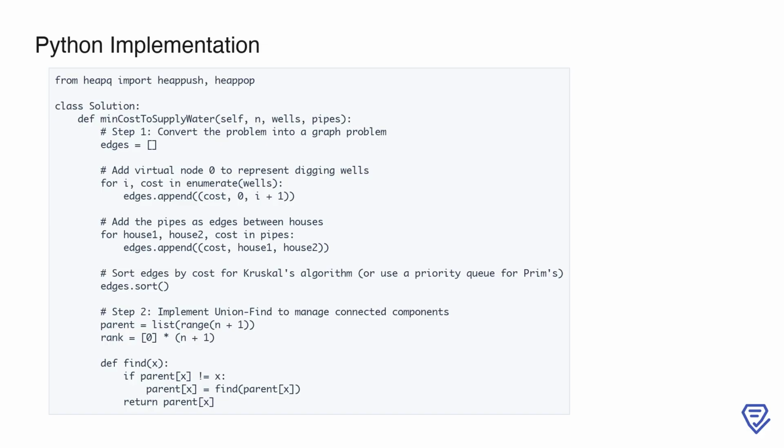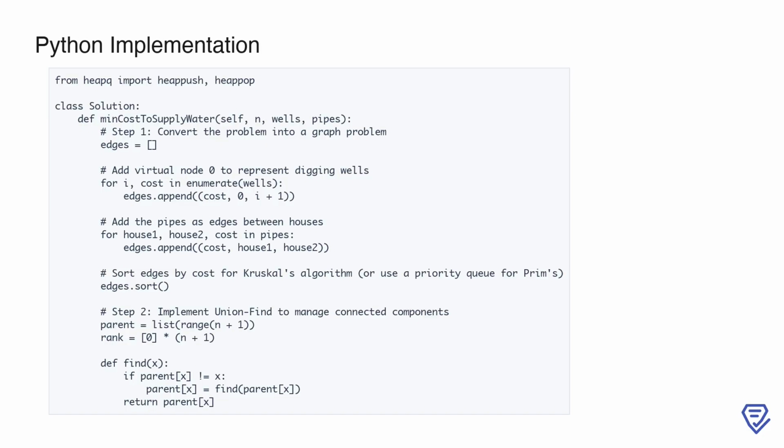graph problem. First, we initialize an empty list called edges to store all the potential connections. To represent the cost of digging a well at each house, we introduce a virtual node, labeled as node 0. For every house, we create an edge between this virtual node and the house, where the weight of the edge is the cost of digging the well. Next, we add the pipes as edges between houses, where each edge is represented by the cost of the pipe and the 2 houses it connects. After building this list of edges, we sort them by cost. This prepares the data for applying Kruskal's algorithm, which will help us find the minimum spanning tree.